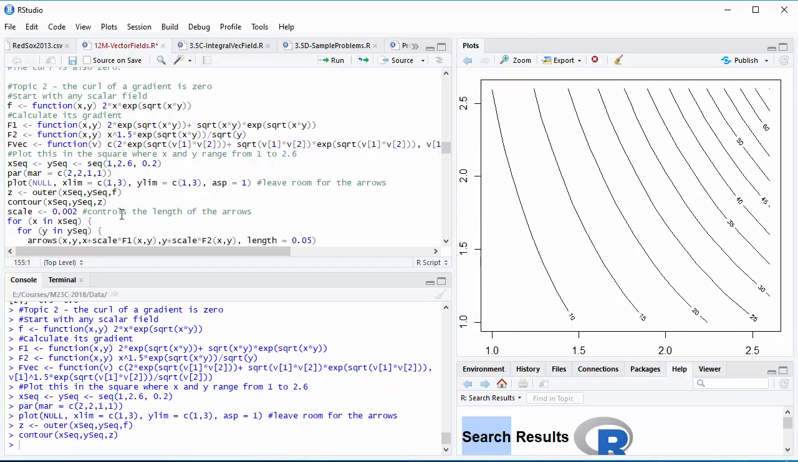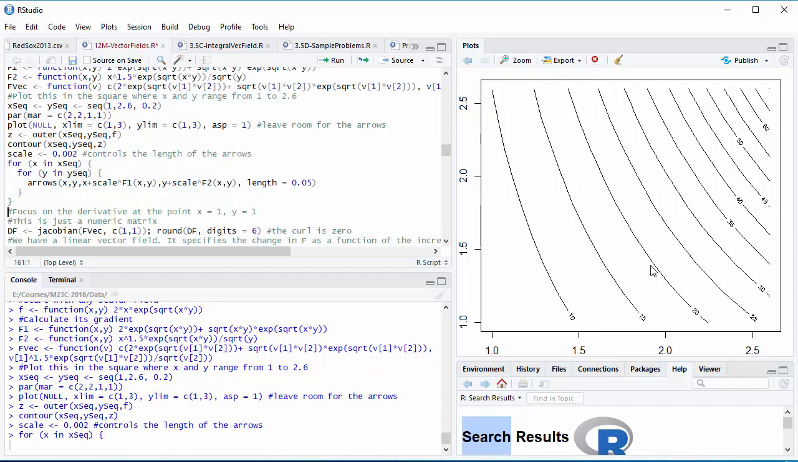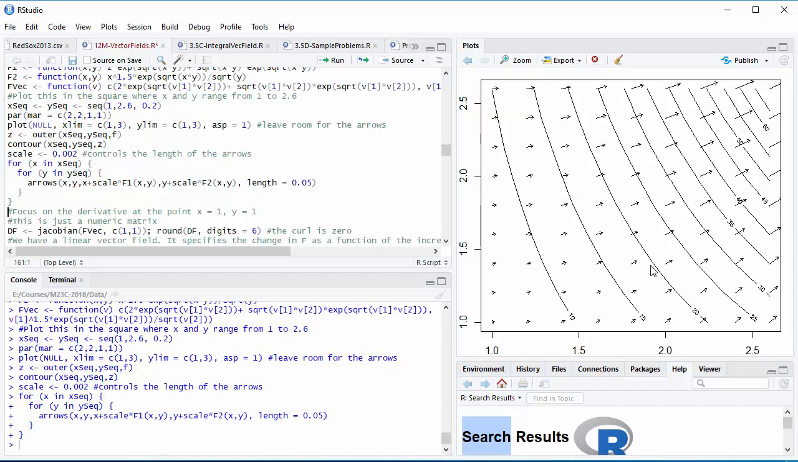And not only have I plotted it, I have shown the contour lines for my original function f. This is where f has the value 1, 1.5, 2.0, and so on. Why did I do that? Because when I now plot the gradient vector, you can see that the gradient vector is perpendicular to the contour lines. The gradient vector always points in the direction along which the vector field is increasing most rapidly.